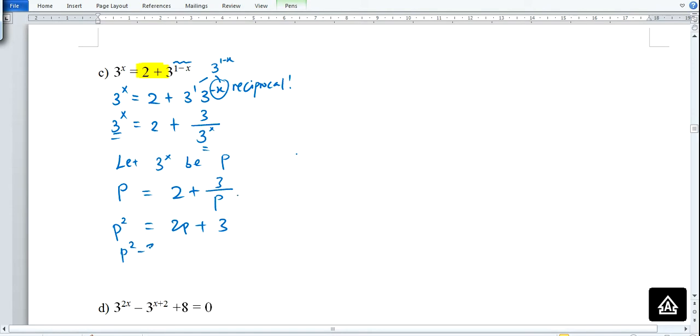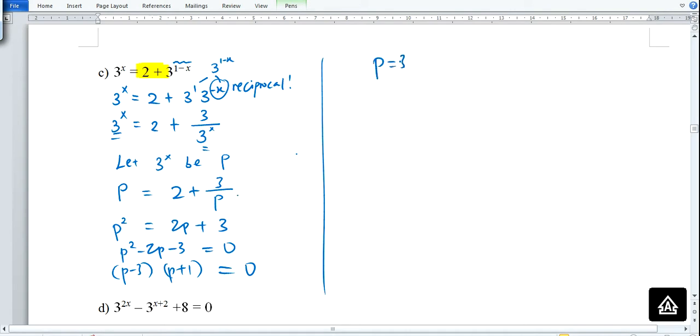And p squared minus 2p minus 3 is equal to 0. So I'm going to factorize this, which you must show. p minus 3, p plus 1. So p is equal to 3, p is equal to negative 1. But please don't stop here, because what you want is x. So I'm going to replace p with 3 power x, and by comparing, you can see that x is equal to 1, because the power here is 1.